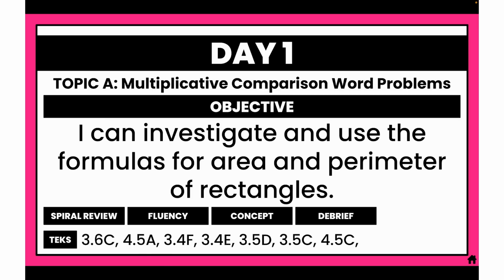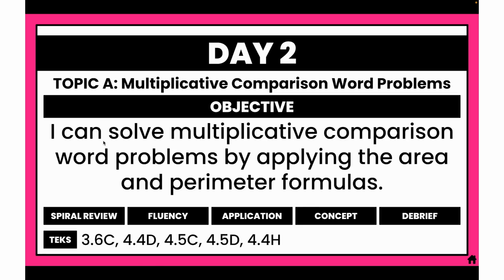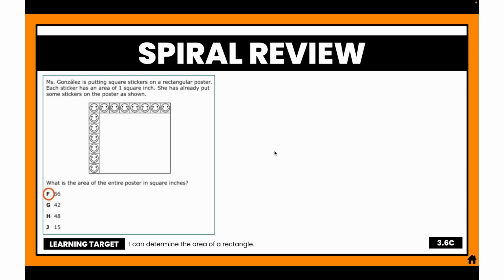So topic A, multiplicative comparison word problems. Objective, I can investigate and use the formulas for area and perimeter of rectangles. You'll notice this one actually did not have an application problem, so I deleted that slide from it. So if I go to, for example, day 2, I have that application problem listed here. Now, because the slides are in order, I can also just click on my keyboard.